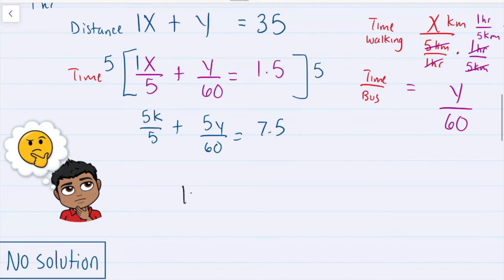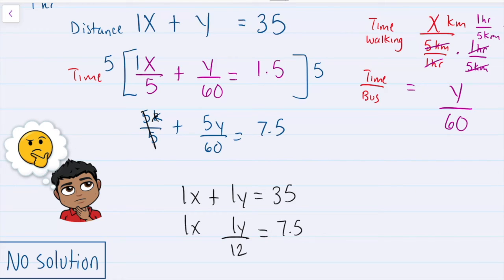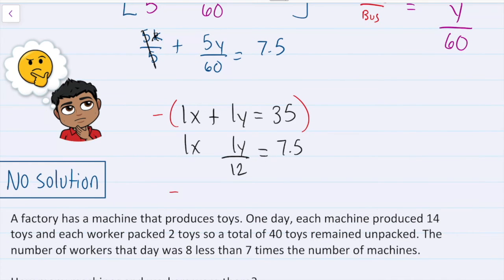Okay, so I'm going to write this down over here, guys. Once again, we still have 1x plus 1y equals 35. And what's 5 over 5? That's right, it's just a 1. So 1x, and we can simplify 5 over 60. Isn't that 1y over 12 equals 7.5? All right, guys, we're almost done. Remember, we still need to make it opposite. We multiply everything by a negative. That's just going to give me negative 1x minus 1y equals negative 35.